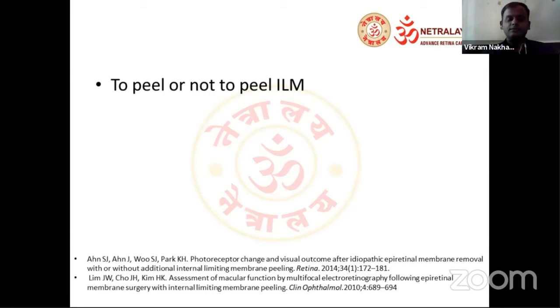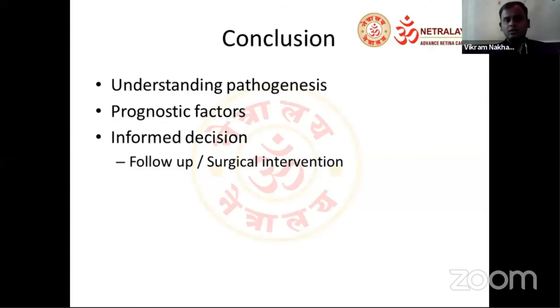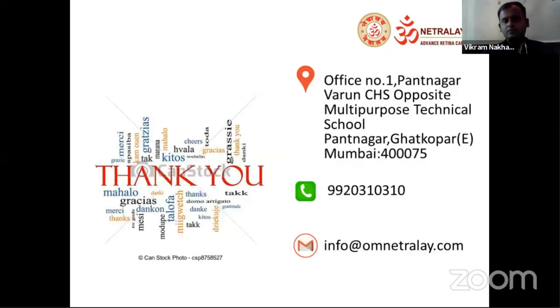One group proposed that the removal of ILM at the time of surgery removes the scaffold for myofibrous proliferation, thus reducing the risk of recurrence. Conversely, there are concerns that the loss of retinal tissue and damage to the Muller cell foot plates may adversely affect the visual outcome. Thus, in conclusion, understanding the pathogenesis, the factors responsible for ERM formation, and prognostic factors will allow clinicians to make an informed decision between continuing a follow-up and appropriate timing for surgical intervention. Thank you.